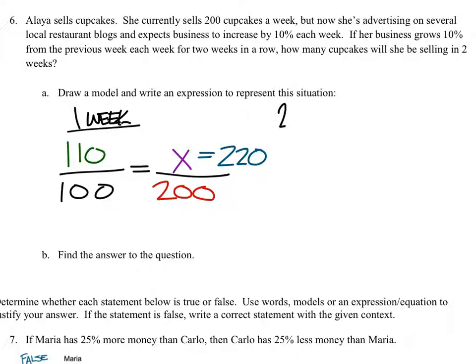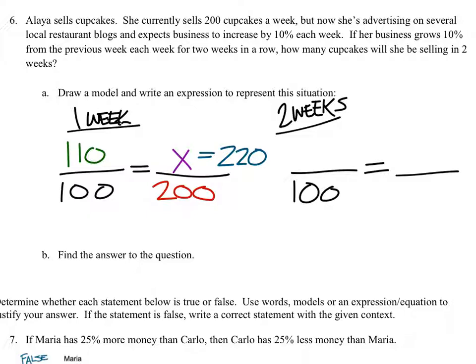After the second week, we take those 220, and then we add another 10% to that. So this would be 2 weeks now. Again, it's going to grow another 10%, but now, after 1 week she had 220 cupcakes. So we've got to figure out at these. Now if we use the fishy method on this one, we should get 242 cupcakes.